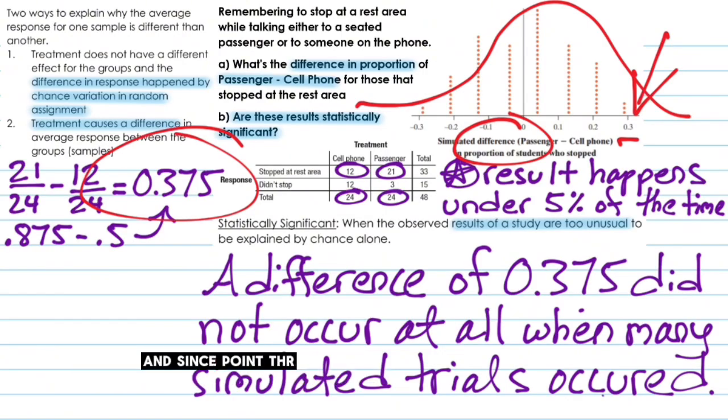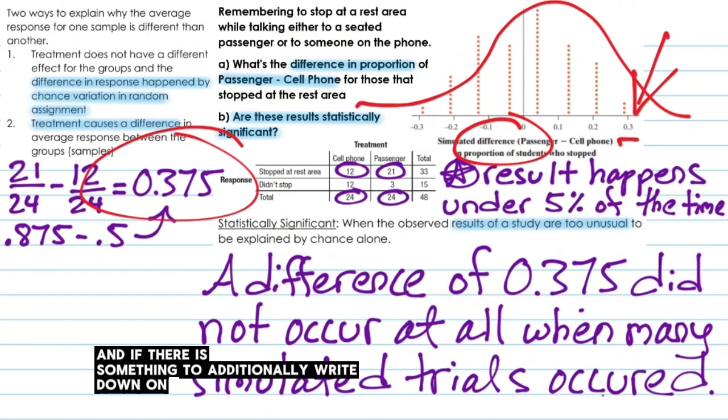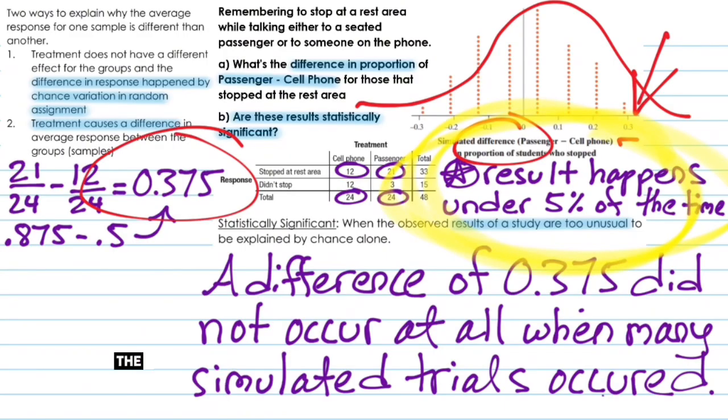And since 0.375 didn't even happen once in any of the other randomized software-driven samples, we can definitely say this is statistically significant. And if there is something to additionally write down on your paper, it would be this piece right here. The results happening under 5% of the time are considered statistically significant, less than 5% of the time.